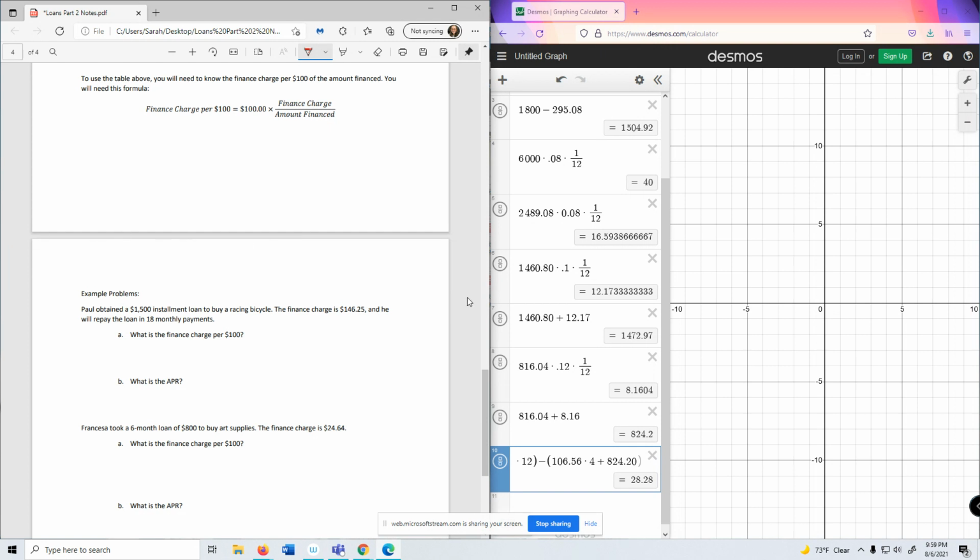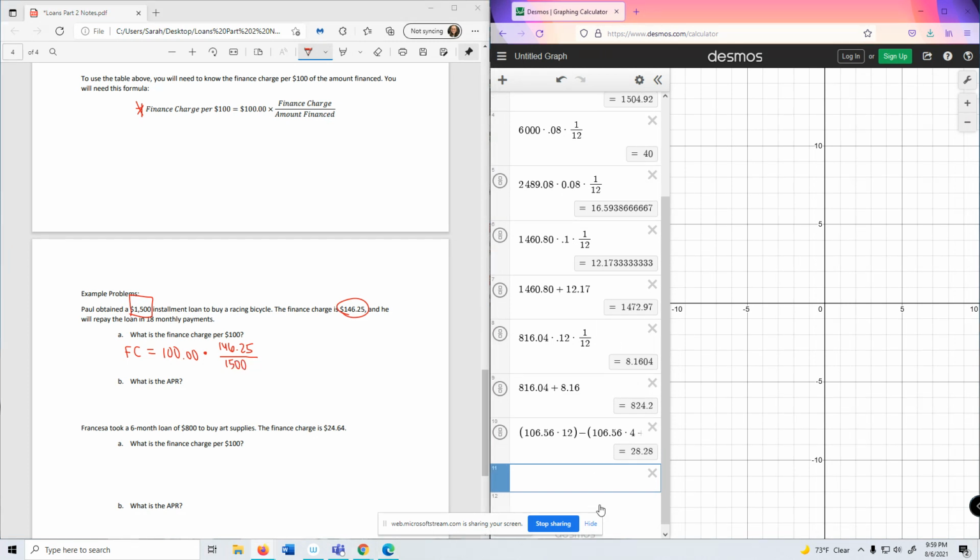So first we want to find the finance charge per $100. So we're using this formula right here. So the finance charge per $100 is going to be $100 times the finance charge. So we find that in our problem, $146.25, divided by the amount financed. That is the amount of the loan, $1,500. So let's have Desmos do that calculation for us.